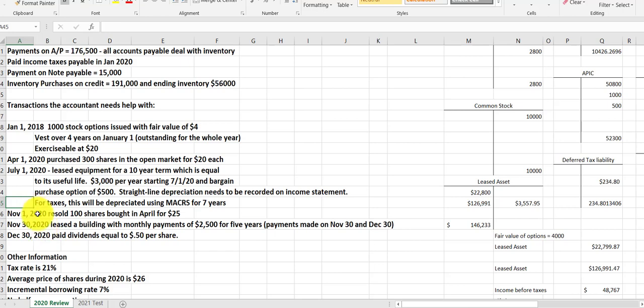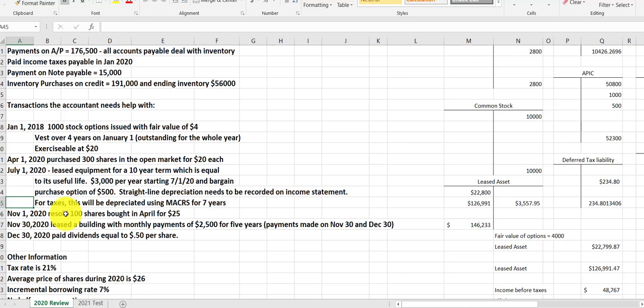On November 1st, we resold the shares that we bought for $20. So we're going to debit cash for $2,500. We're going to credit treasury stock for $2,000, and the difference is going to go to additional paid-in capital as a credit. It is not a gain.